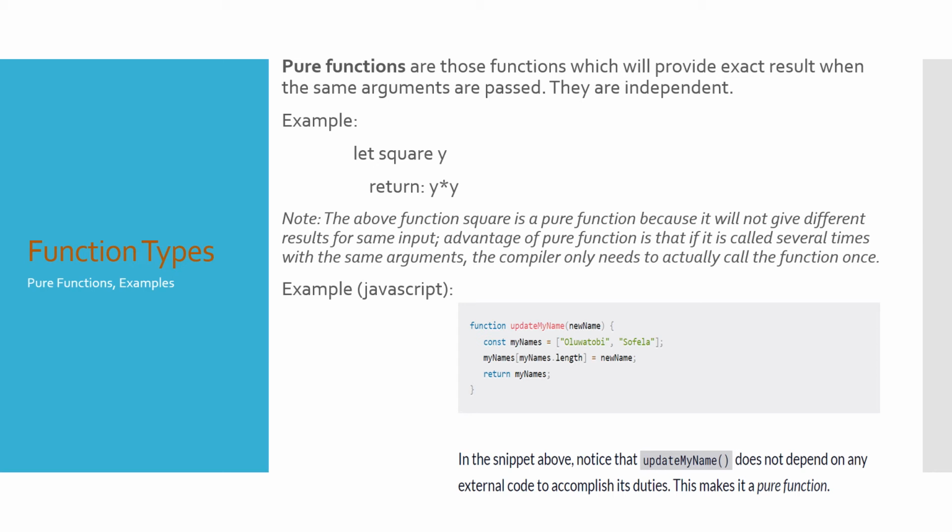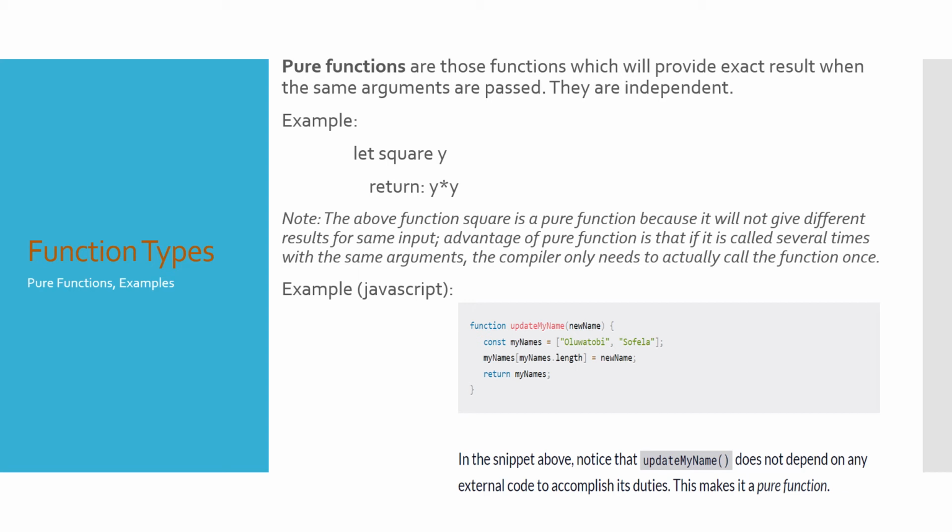The advantage of it is that if it's called several times with the same arguments, the compiler only needs to actually call the function once. Because the compiler remembers the first time it called, and since it's a consistent function and it's pure, the compiler is smart enough to understand to call it once. For example, I've given a JavaScript example here where you can see that update my name is a function.